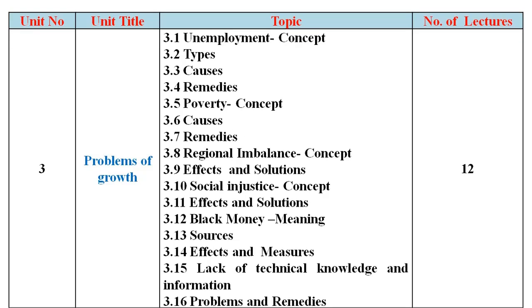After that, in unit number 3, problems of growth. Unemployment concept. What are the meaning and definition of unemployment, types of unemployment, causes of unemployment, and lastly, remedies of unemployment and how to reduce unemployment. In the present scenario, in the COVID situation, the unemployment ratio increased very high. At that time, how to reduce the unemployment ratio, which remedies are important, we will study in our future lecture.